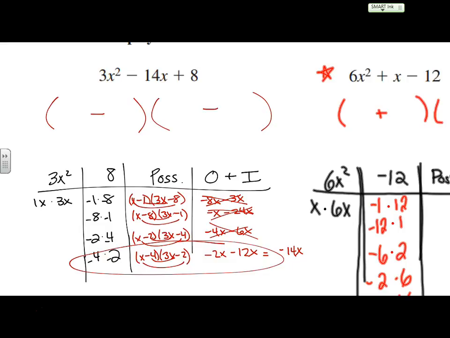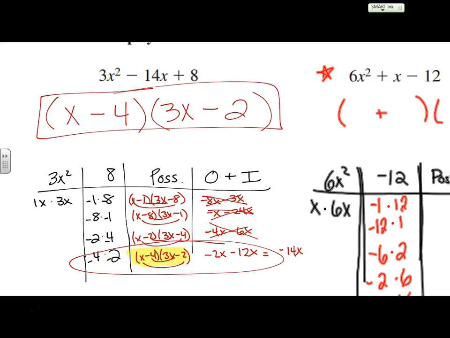So then, what do I put in my answer? You put x minus, and then 3x minus. But Josh, you're right, you could write it 3x minus 2 times x minus 4. Same thing. I'm still confused. Oh, I get it. It's not that hard.